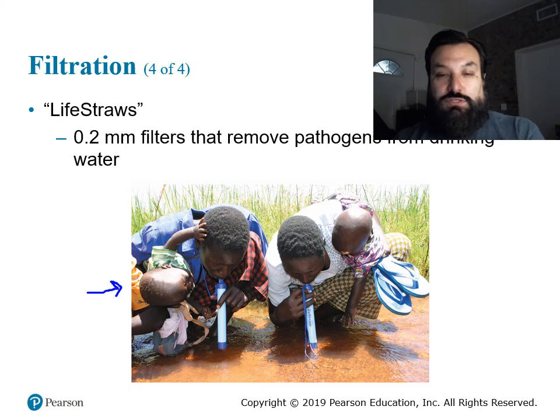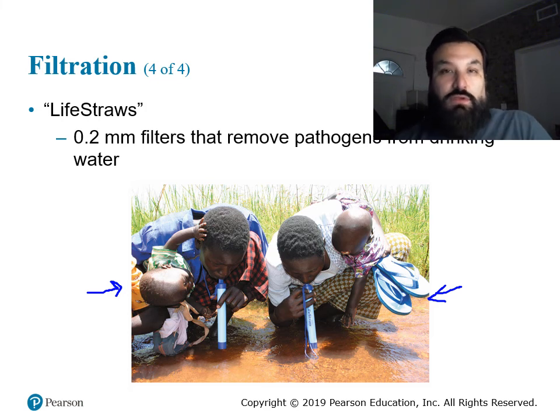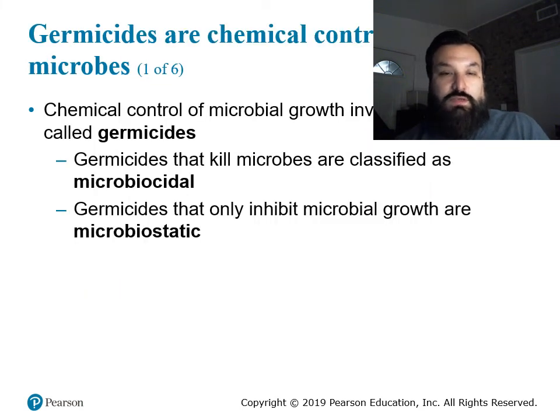So what you see there is two individuals with their kids sucking up the water, just like a straw, sucking up the water and filtering it. There's a filter attached there, a 0.2 micrometer filter, and it's removing the pathogens, which is really neat because you've got a lot of different pathogens that you find in water. For example, cholera is a huge one that you find in water, E. coli and what have you. So really neat stuff.